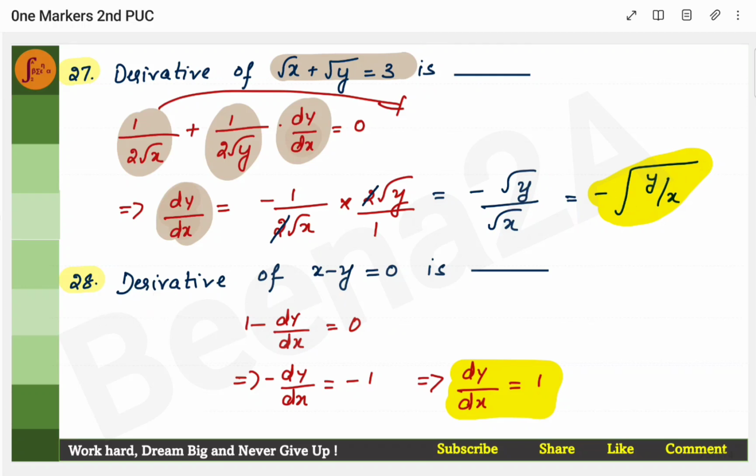Now, next one, the derivative of x minus y is equal to 0. What is the derivative of this? Straightforward. The derivative of x is 1. The derivative of y is dy by dx. Now, that means dy by dx is, I can shift this 1 to this side, so it will become minus 1. So dy by dx is 1.